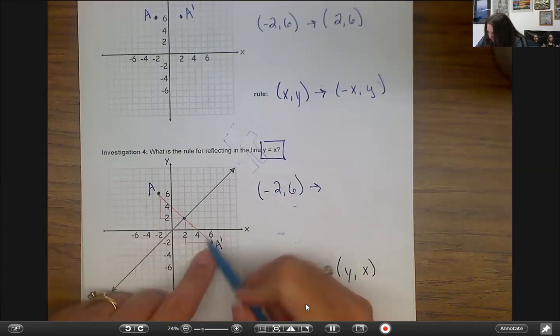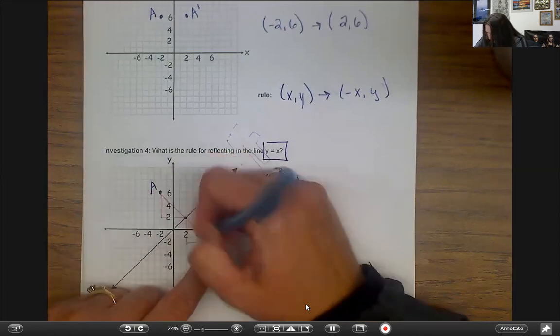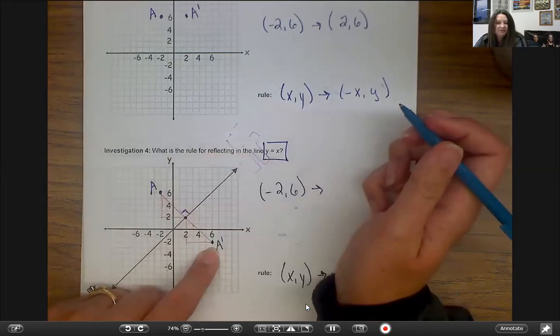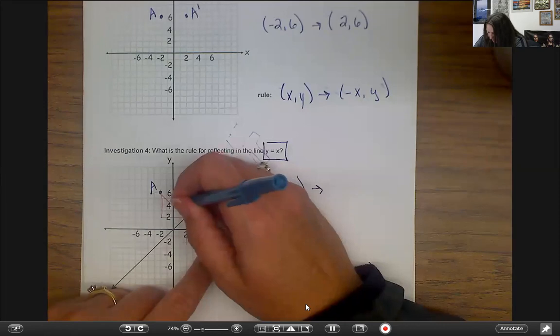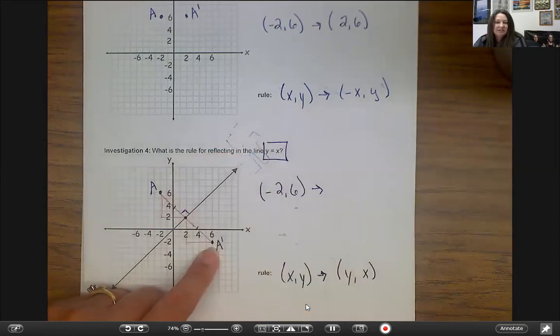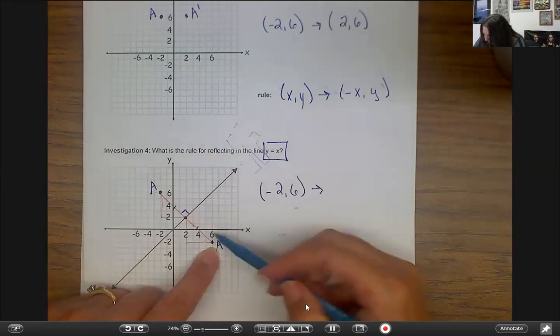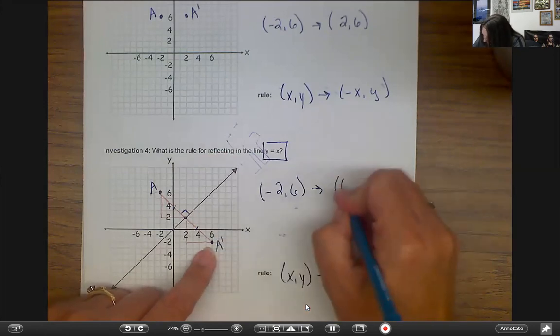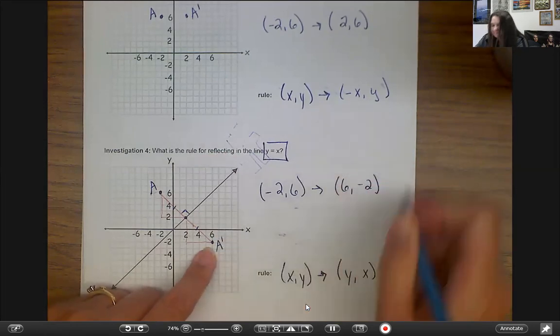Okay, if I do that, then you can see when I connect those, it would make a perpendicular with the line of reflection. And I move the same number of units. So those distances are going to be the same. Now I'm just going to look at where A prime ended up. A prime ended up at 6, -2.